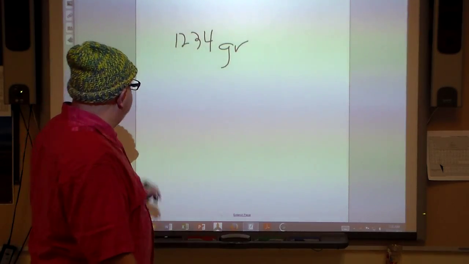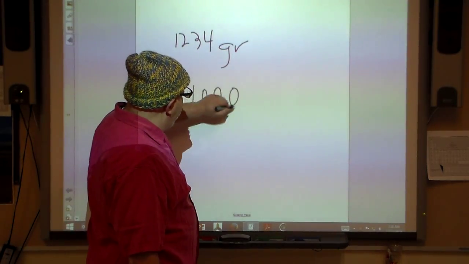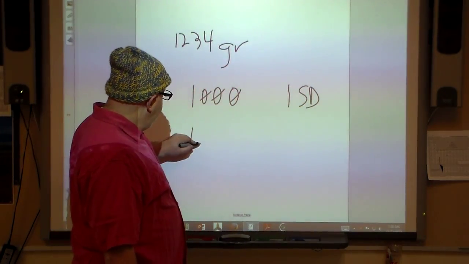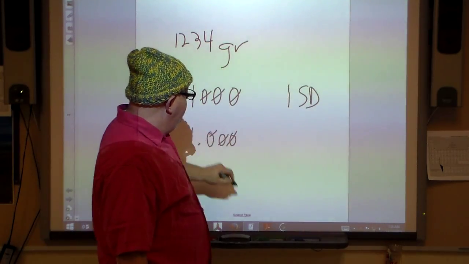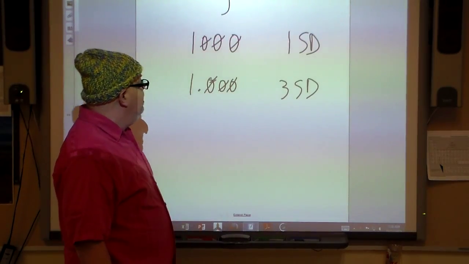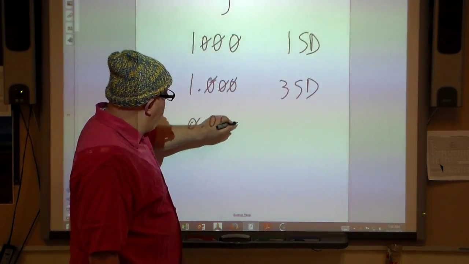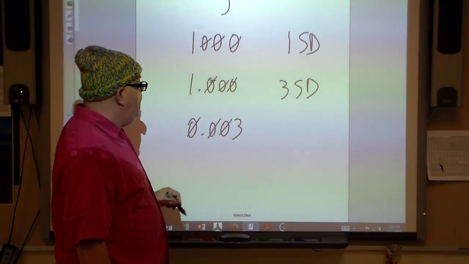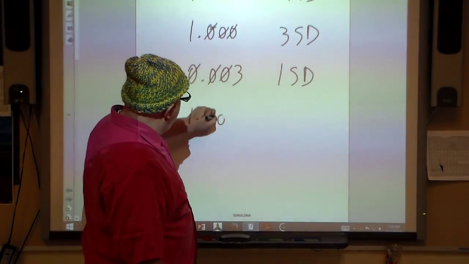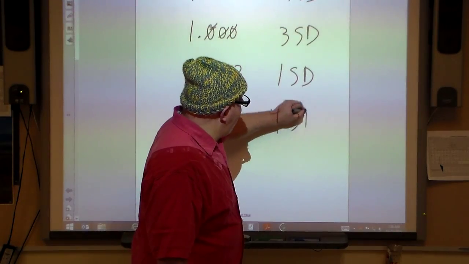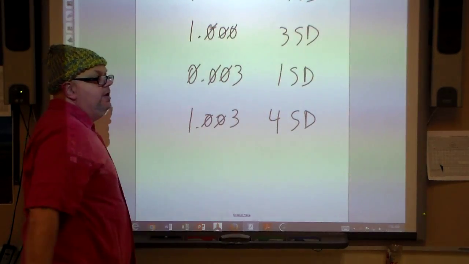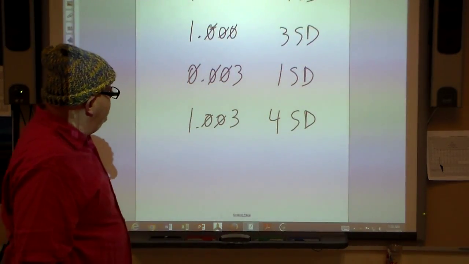Okay, now what about the zeros? What is so up with the zeros? Well, remember, if we got 1,000, it's only 1 significant digit. If we have 1.23, this is 3 significant digits. Why? Because it's following the decimal place. If it is 0.003, that's 1 significant digit. If it is 1.003, that makes it 4 significant digits, because when you have zeros in between non-zero digits, guess what? Those zeros became very significant.